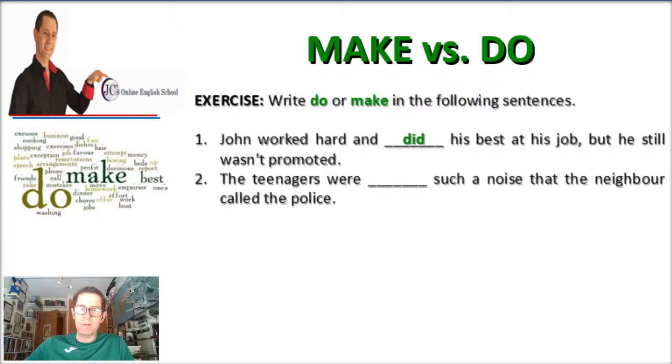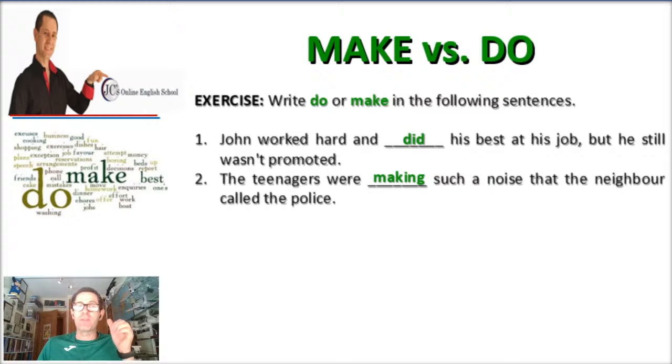Okay, so number 2, anybody? Katy says do. Oh no! So no, but good try. Okay, so the teenagers were making. It is a past continuous. Were making, with a noise. You make a noise.